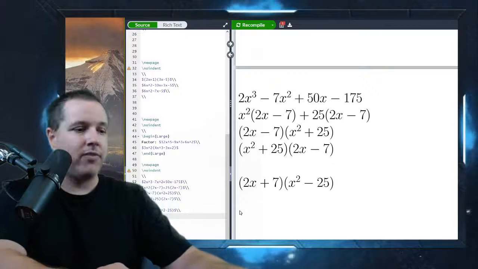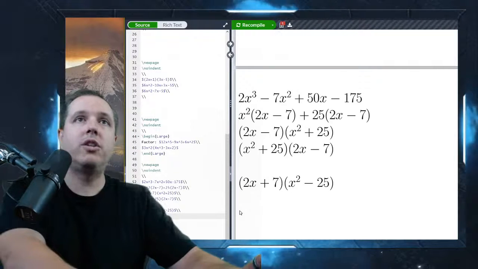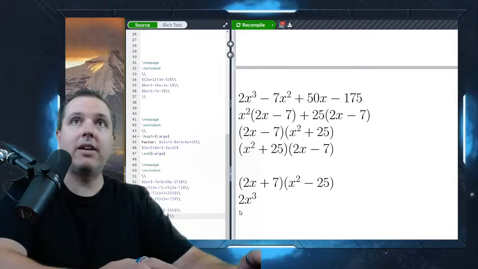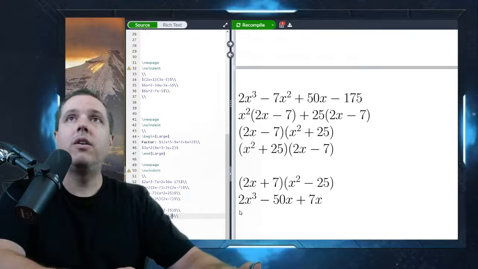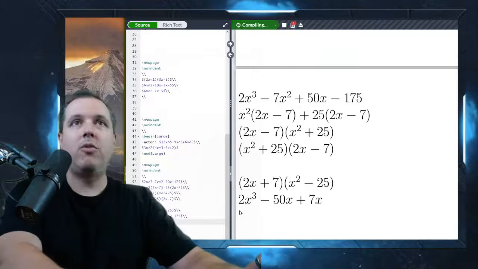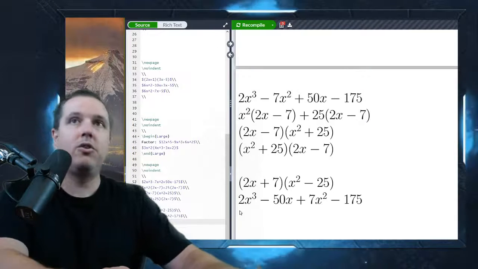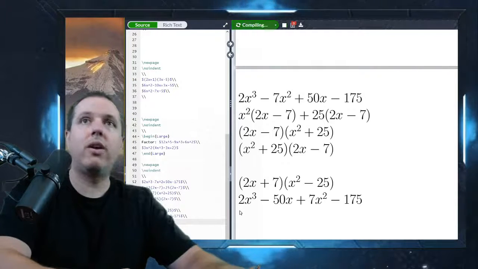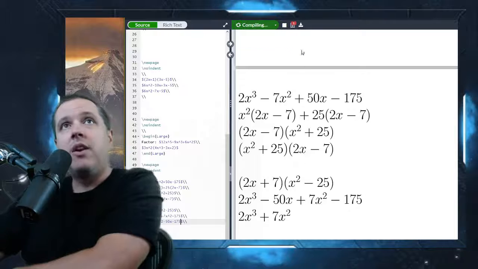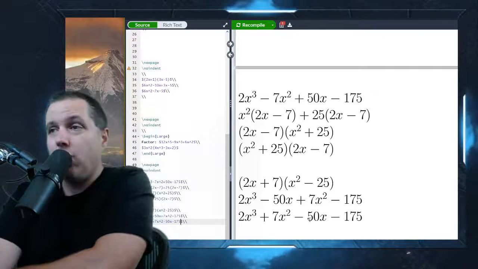But if I multiply this out, I get 2x to the 4th. No, 2x cubed. I get minus 50x plus 7x squared, and then minus 175. Now that almost looks right, but almost right is not the same as right. Because if we rearrange that order, we get 2x cubed plus 7x squared minus 50x minus 175. See how it's not the same? Up here we had a minus 7x squared. Here we had a plus 7x squared, plus 50x versus a minus 50x. So if you get those signs wrong, you're wrong.